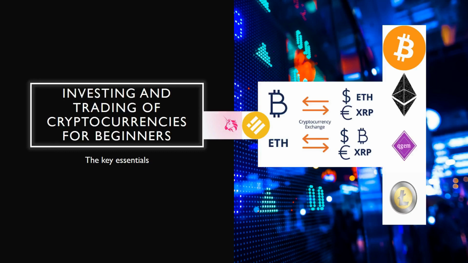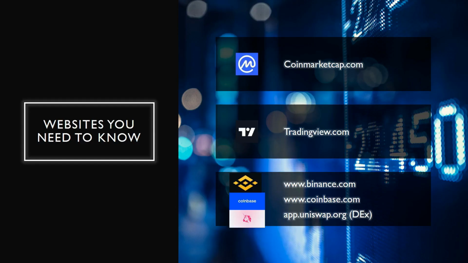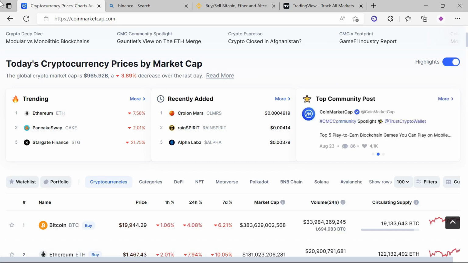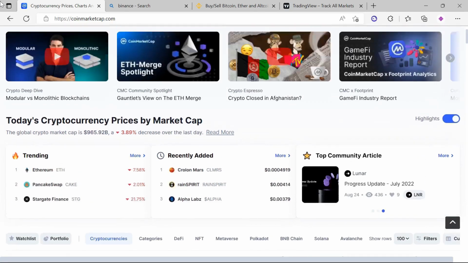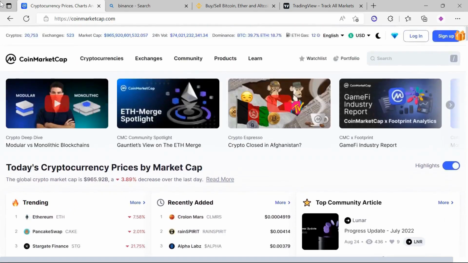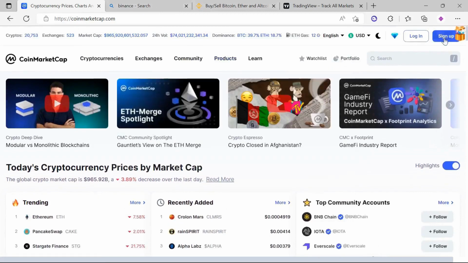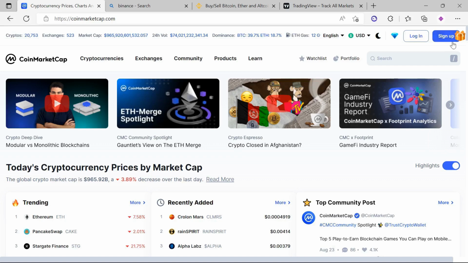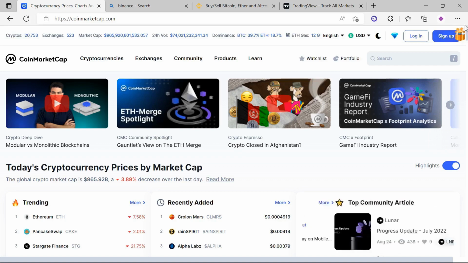If you're going to be trading cryptocurrencies, there are some websites you're going to need to familiarize yourself with. The number one on my list is CoinMarketCap. So let's go to CoinMarketCap. If you sign up for CoinMarketCap as at today, there's a gift waiting for you. Signing up on CoinMarketCap as a community member would expose you more to cryptocurrencies.